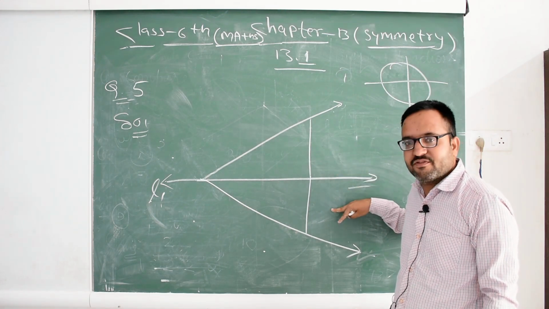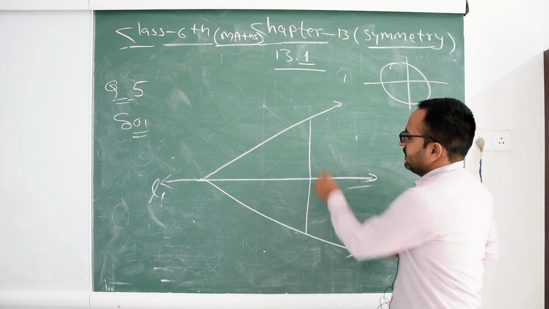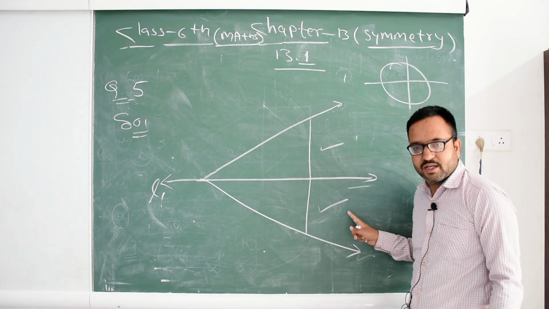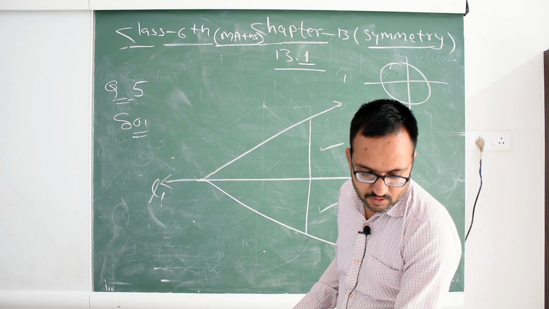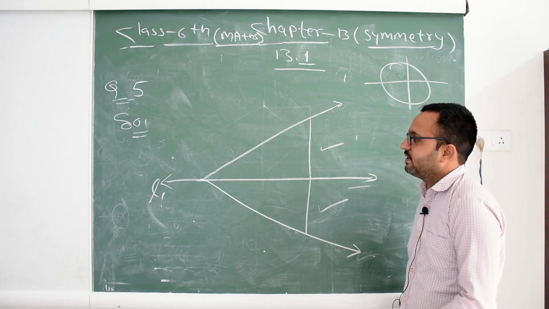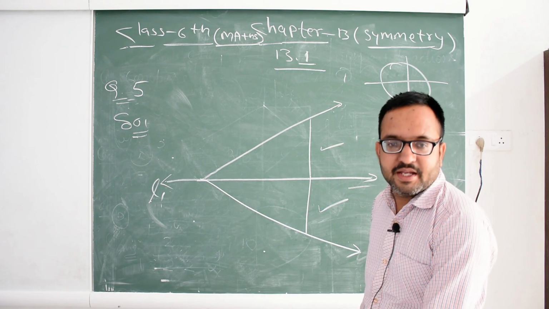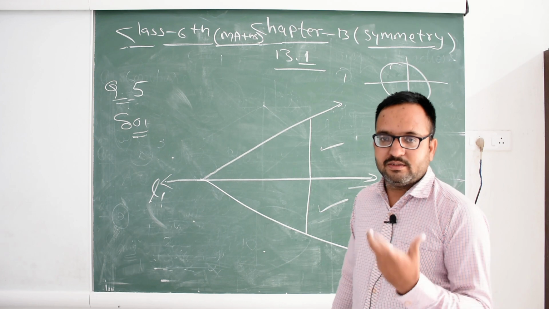Okay, this diagram is reflected on the bottom side. Okay, so this portion and this portion both are equal. Now question number 6 is for your homework. Again we have a diagram and one line of symmetry. Try to complete it in your own manner.